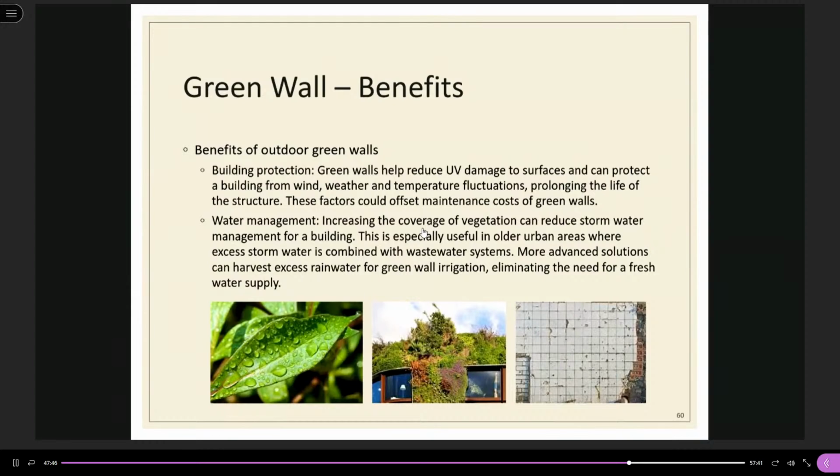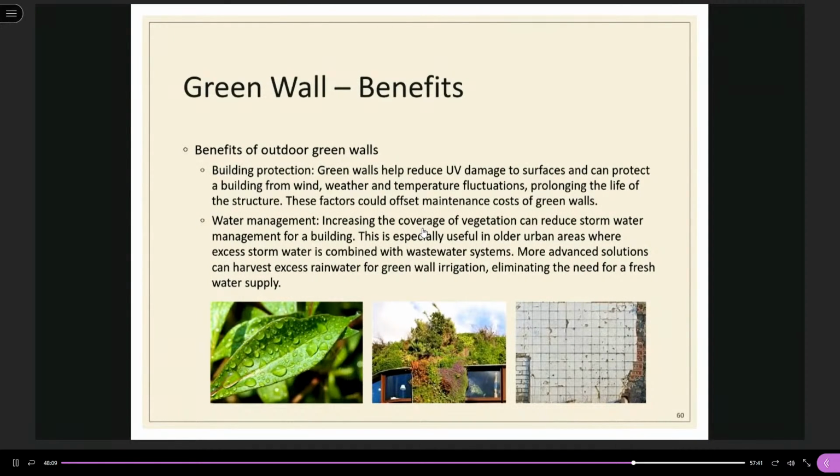So these factors could offset the maintenance costs of the green walls. So instead of maintaining the building facade, we can spend less money. We can spend less money to maintain the building facade when we have the green walls.